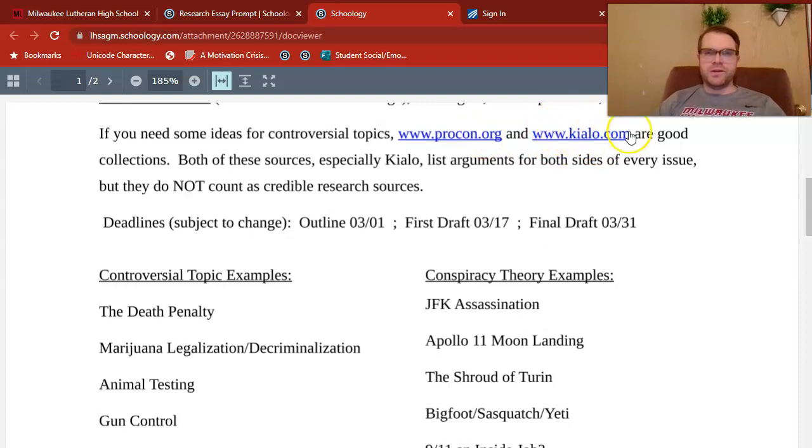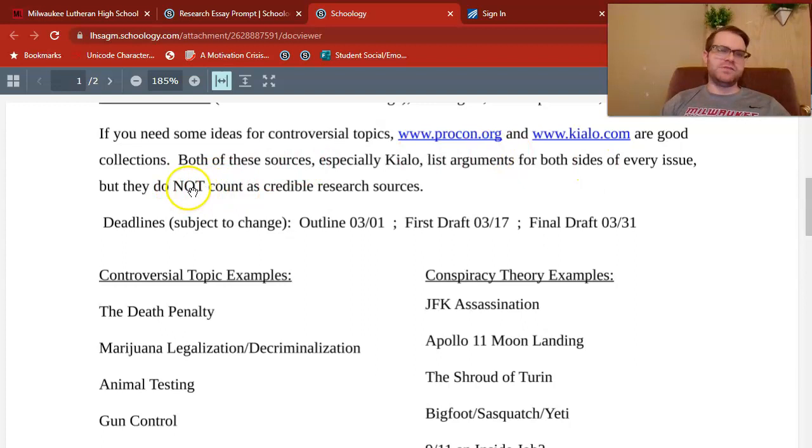Kallo is a rabbit hole. I'll show that one later, but especially if you're not finding anything you like on Procon, Kallo is a place you can look as well. Again, those would be for controversial topics. One thing to note, both of these sources do a really good job of listing arguments for both sides, so kind of explaining what the debate is for every issue.